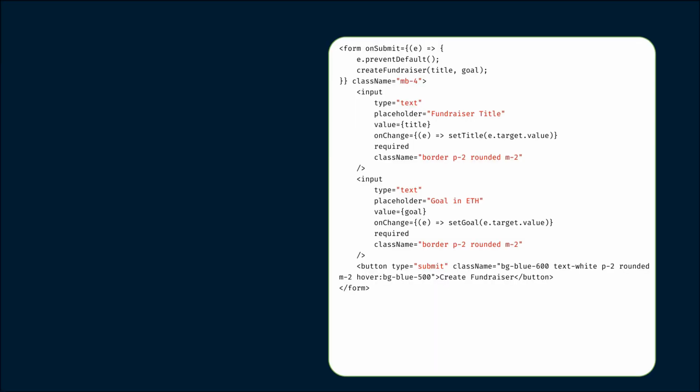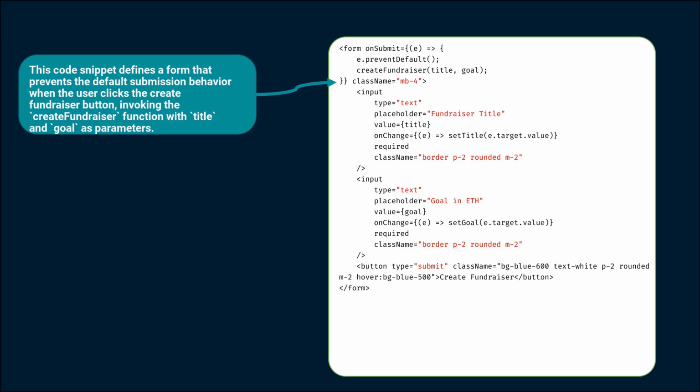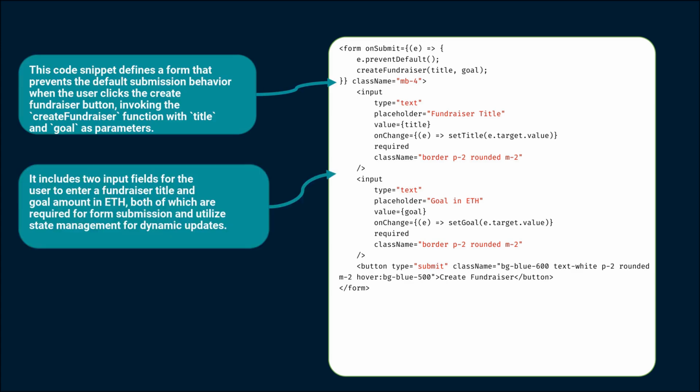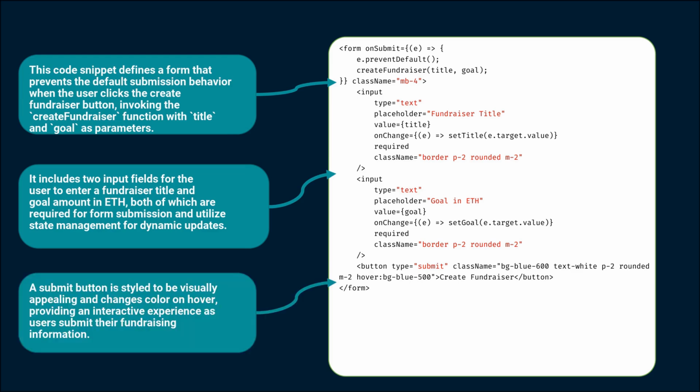Now let's see how we can style our form to enhance the user experience while creating a fundraiser. We need to ensure that our inputs and buttons are visually appealing and functional. To achieve this, we utilize Tailwind CSS classes within our form component. Next, we will write the form element with an onSubmit event handler that prevents the default submission action and calls the Create Fundraiser function, passing in the title and goal variables.